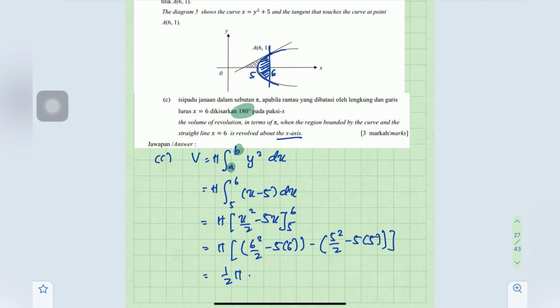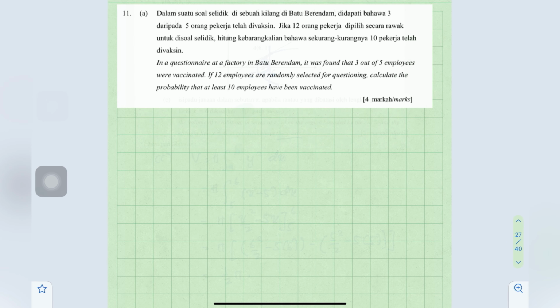about 360 degree. Question number 11A, in a questionnaire at a factory in Batu Berendam, it was found that 3 out of 5 employees were vaccinated. If 12 employees are randomly selected for questioning, calculate the probability that at least 10 employees have been vaccinated.